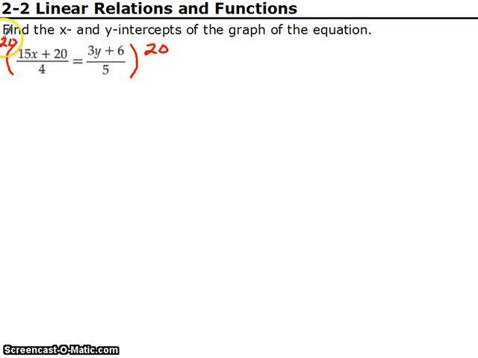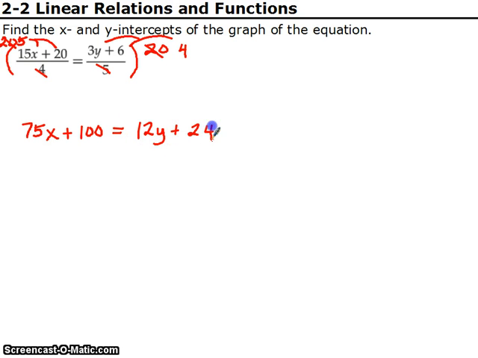20 is the number that can be divided by both 4 and 5. So 20 divided by 4 is 5, and then I need to distribute that 5. So 5 times 15 is 75x. 5 times 20 is 100. Then 20 divided by 5 is 4, and then distribute the 4. 3 times 4 is 12y. 6 times 4 is 24.